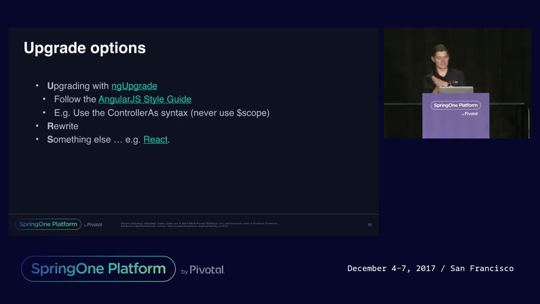For example, use the Control S syntax, etc., and never use scope, and all that kind of stuff. The next option is you can rewrite or do something else. And we had a few discussions on all 3 of the options, particularly on the third option of using React. So, depending on your environment, maybe if you're totally functional, React might be a good choice for you. So basically consider those options for you.